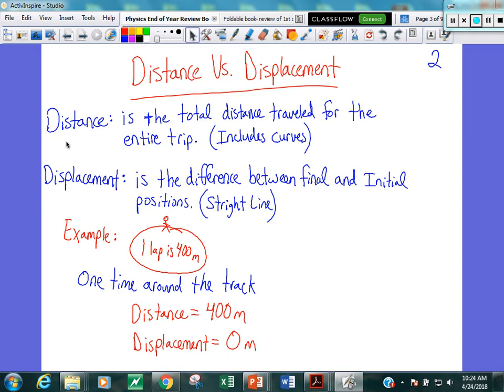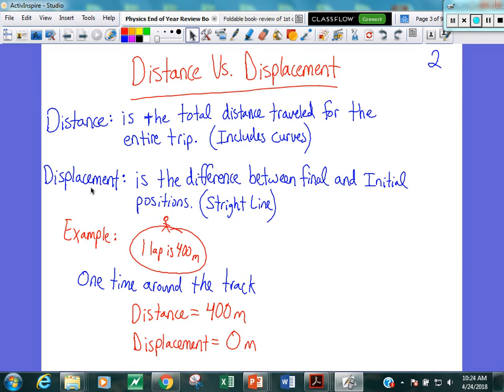Displacement is the difference between final and initial position. So it's how far away you are from your initial starting point. This is a straight line distance between your initial starting point and your final position. So that's displacement. Much different.